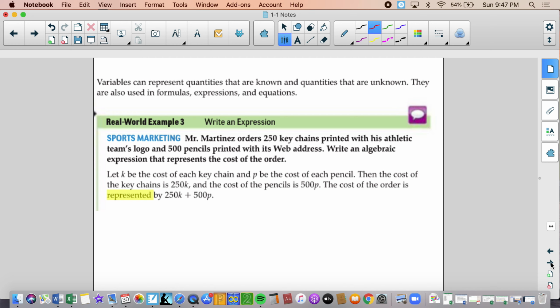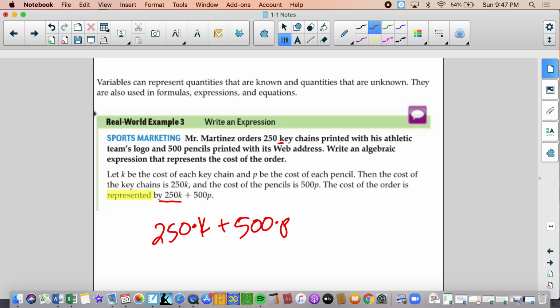So we got 250 keychains and 500 pencils. Well, I don't know how much the keychains cost, so I'm going to give it a variable. And typically we use one of the letters in the word. So we have 250 of these keychains, and we would multiply it by however much it is. So since we don't know how much each keychain is, we would represent it with K. And then we would also add it to the cost of the 500 pencils. So you have 500 times P.